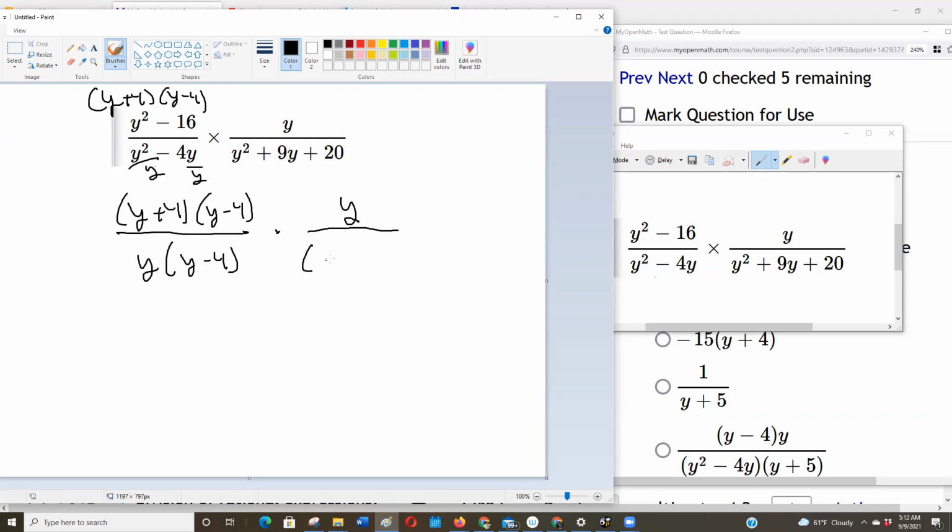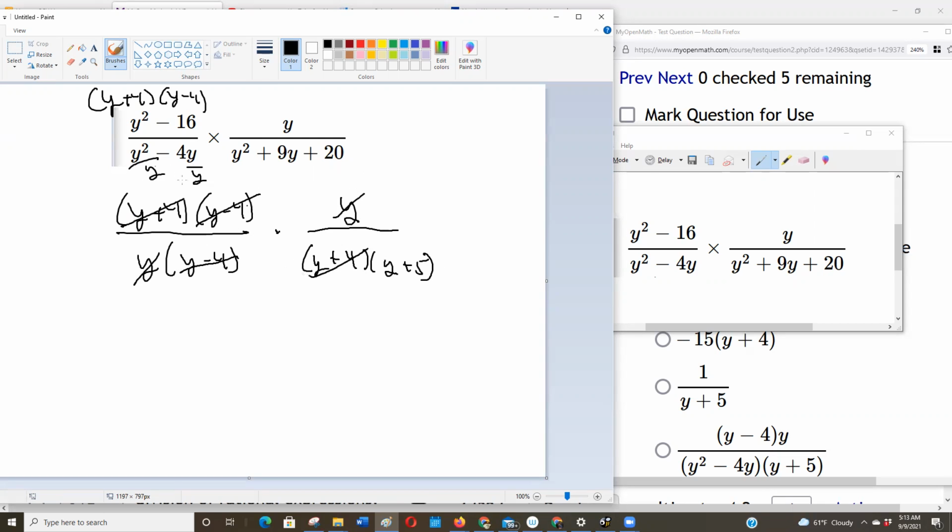And then we get a trinomial factor. Let's see. What gives me y squared, y and y? What gives me 20 that'll add to give me 9? Well, I hope you know that it's 4 and 5. And then now let's start hashing out crossways. I know that y and that y will cancel. I know top and bottom cancels, right? Those cancel out. And then that y plus 4 cancels.